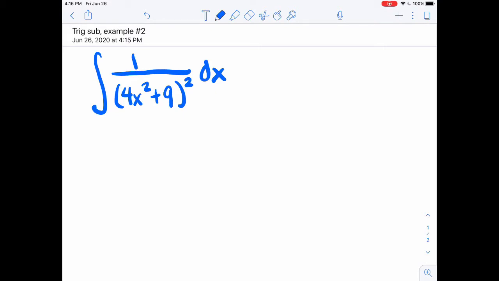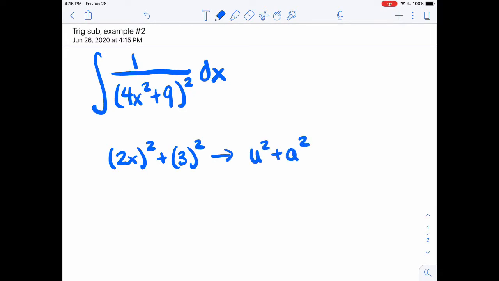If I look at this, 4x squared plus 9, this is (2x) quantity squared plus 3 squared. In the table, that would look like a u squared plus a squared. So if we look at the table that we have back in our notes, u squared plus a squared suggests that we make the substitution u equals a tangent theta.